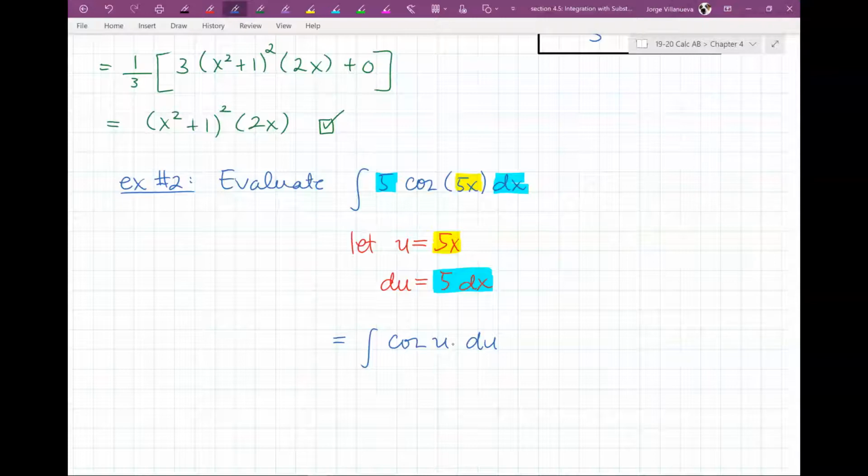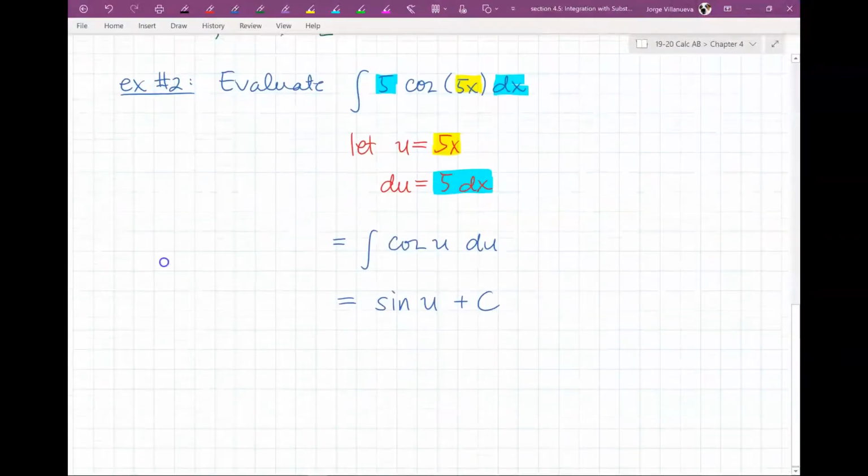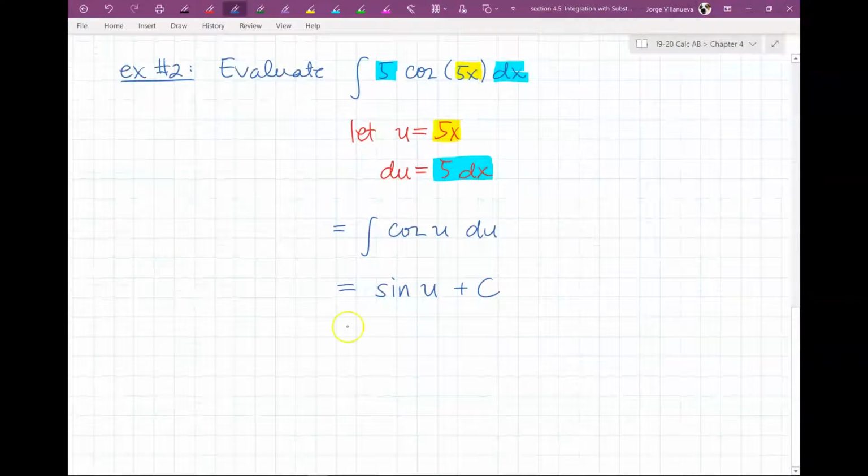So cosine of u is, anybody remember what the integral for cosine is? Sine, right? So sine of u plus c. All right, don't forget that plus c. Very common missed point, okay? So sine of u plus c. Now, u is 5x, so I'm going to write sine of 5x plus c. And that's my answer.